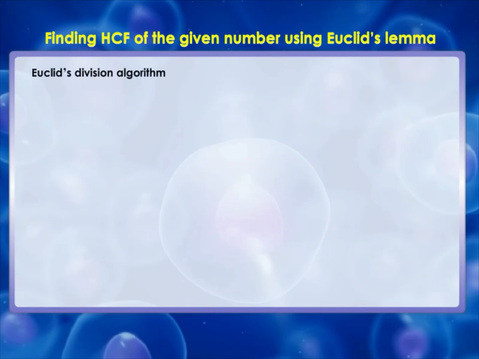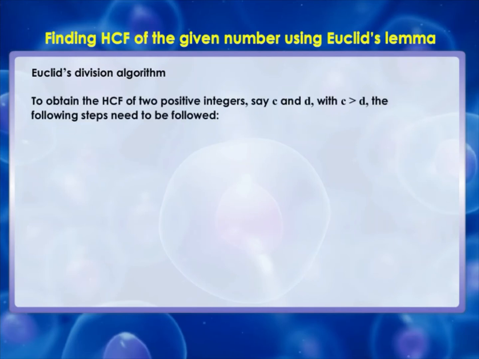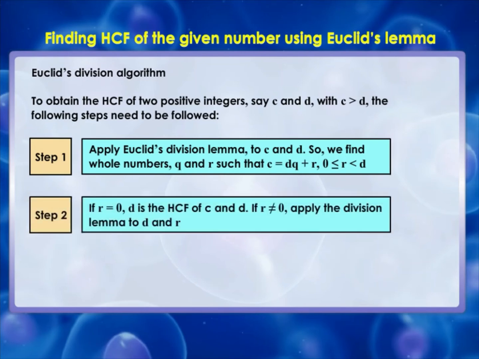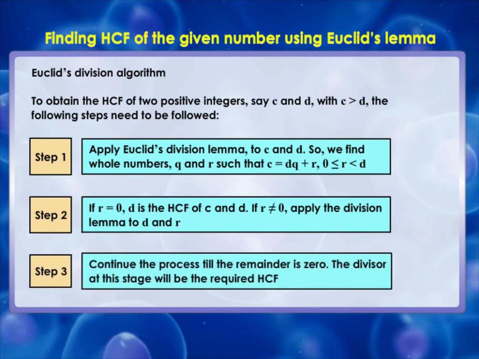So, after going through the example, let's state Euclid's division algorithm. To obtain the HCF of 2 positive integers, say c and d, with c greater than d, the following steps need to be followed. Step 1. Apply Euclid's division lemma to c and d. So we find whole numbers q and r such that c = dq + r, 0 ≤ r < d. Step 2. If r = 0, d is the HCF of c and d. If r ≠ 0, apply the division lemma to d and r. Step 3. Continue the process till the remainder is 0. The divisor at this stage will be the required HCF.